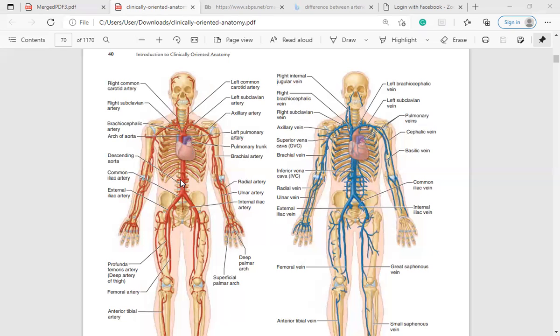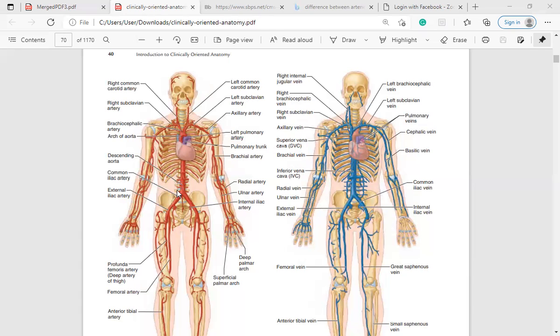And this descending aorta is what will give rise to the other branches that will supply the blood vessels that will supply the organs of the stomach, liver, and all of that. Okay, they will come from this descending aorta. Now, when we get to this pelvic region, we now have two main branches: the common iliac artery.